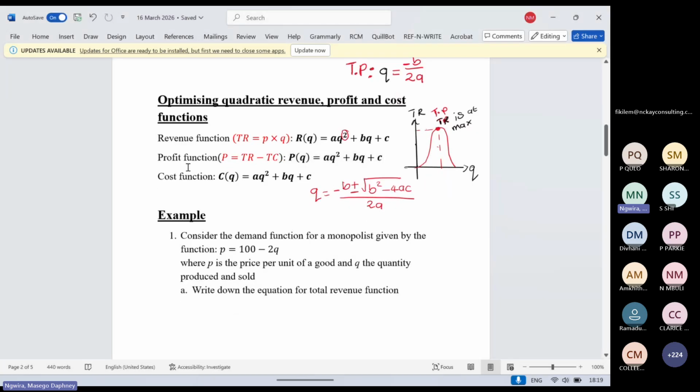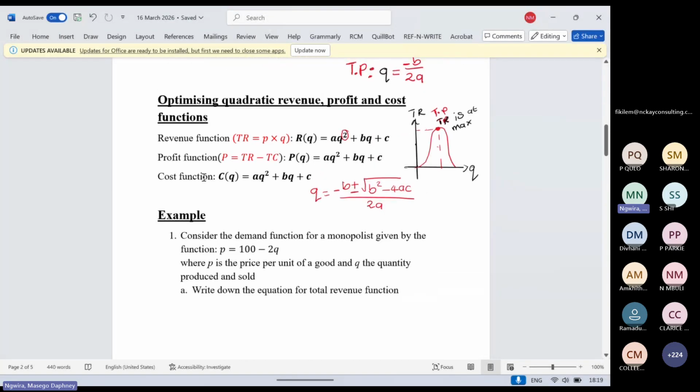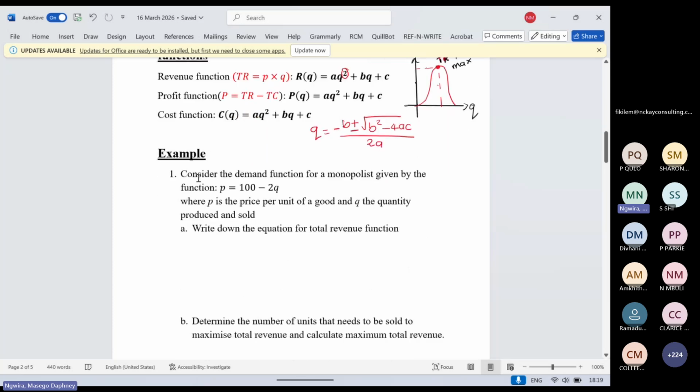And for the profit function, you know that profit equals total revenue minus total cost. We also know the total cost equals the fixed cost plus your variable cost. We all know the total cost formula. So now let's look at the example so that everything can make sense.